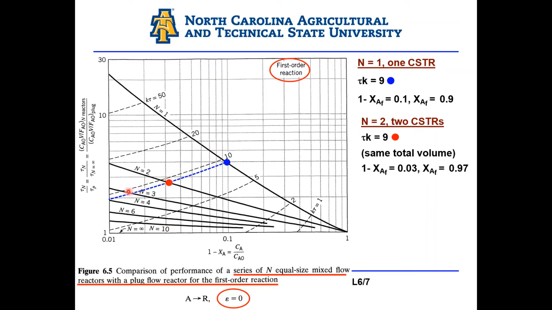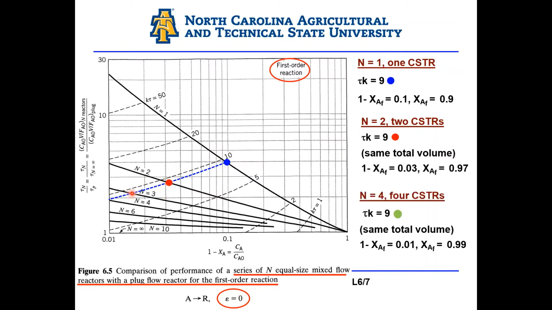What if I keep reading this line here? What about 4 CSTRs? Instead of using 2 small CSTRs, I'm going to use 4 CSTRs with an overall volume of 9. So it's equivalent to dividing my big CSTR into 4 smaller ones of equal volume. I read the line n equals 4, and you look at the conversion here, you find that it's equal to 0.99.